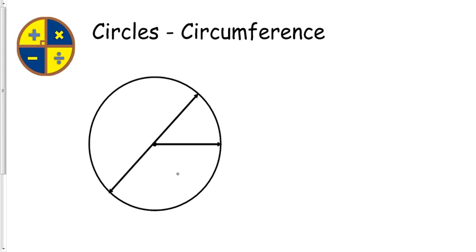Well, in terms of the circles, the circumference, which I'm going to highlight with this lovely orange colour, is just another word for the perimeter of the circle. Okay, so the circumference is the distance around the outside.